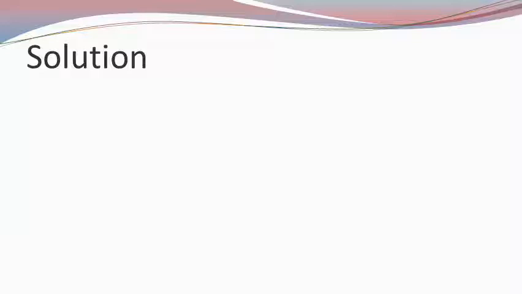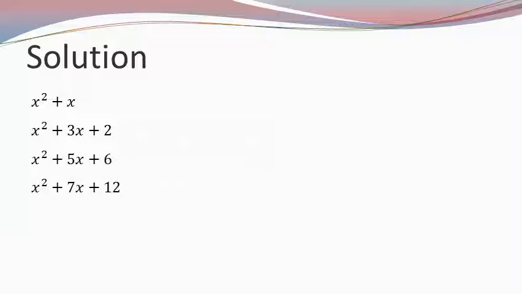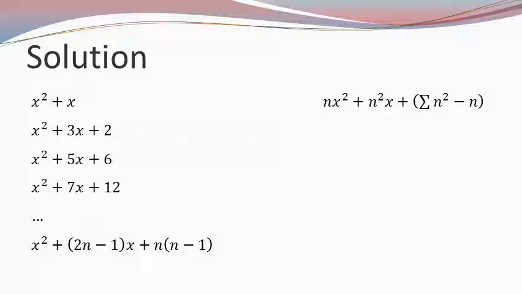Well, let us write down each term of the left hand side one by one. So the first term is x squared plus x, the second term is x squared plus 3x plus 2, the third term would be this, the fourth term is this, and so on. If we continue, we find that the last term is this one. Now the left hand side is the sum of all these expressions, so we can add them and we find that our left hand side looks like this.